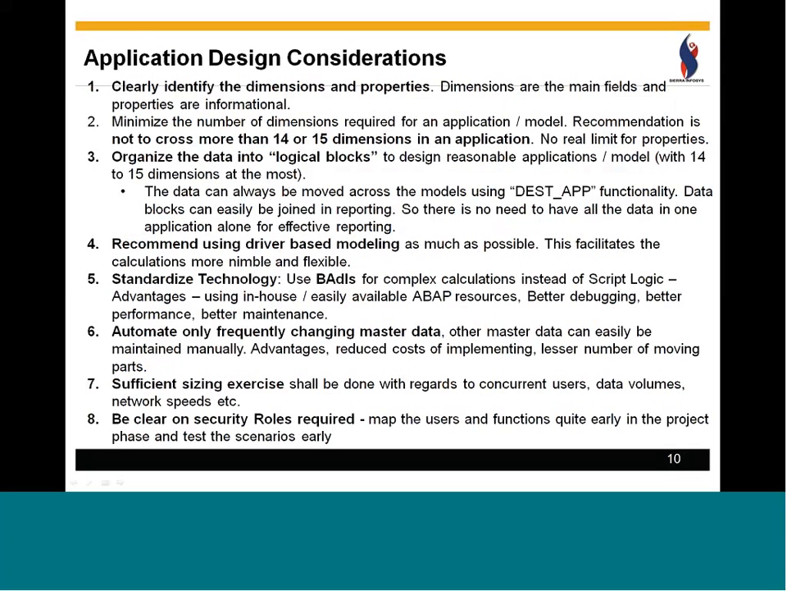And let's move on to application design considerations. Again, I couldn't stress more about the clarity. Clearly identify the dimensions and properties. Don't get confused between dimensions that are the main fields and the properties that are informational or attributes that you could use in navigating the reports. So always make sure what is important to you. Minimize the number of dimensions to around 14, 15 that we thought is more optimal in an application or model you build. There are no real limits for properties, as many as you can have.